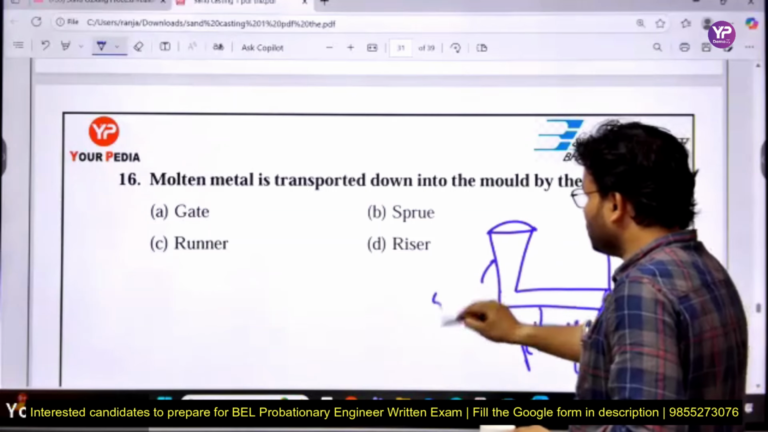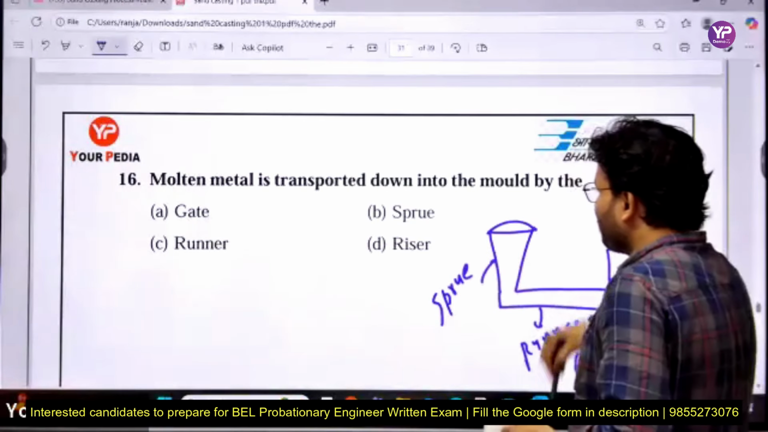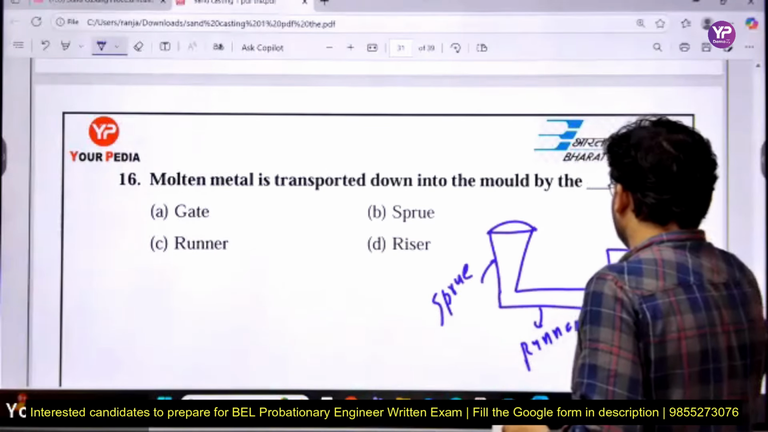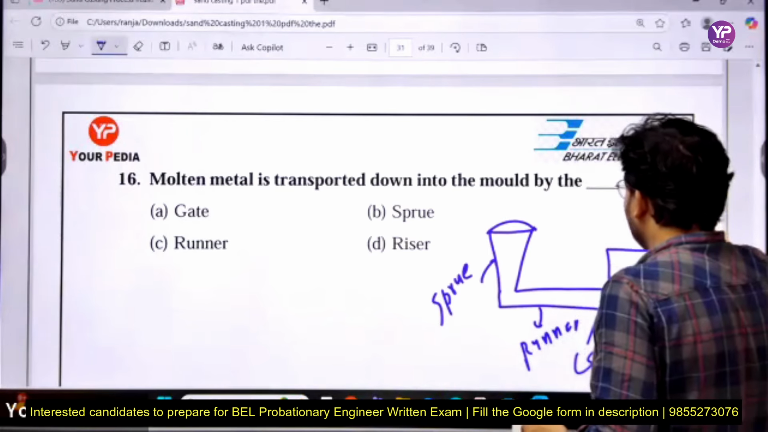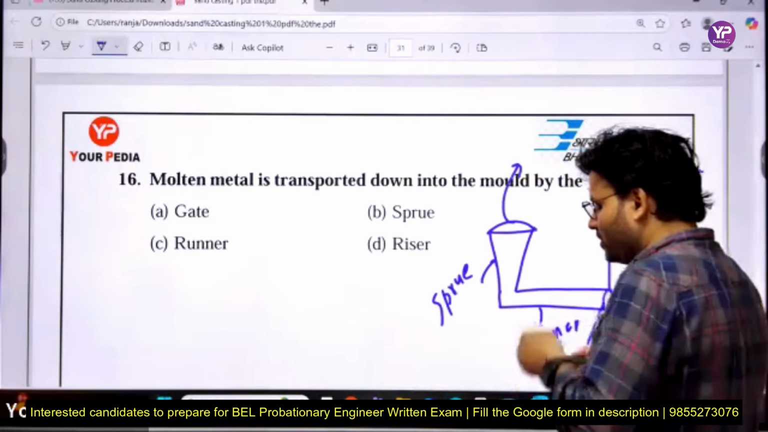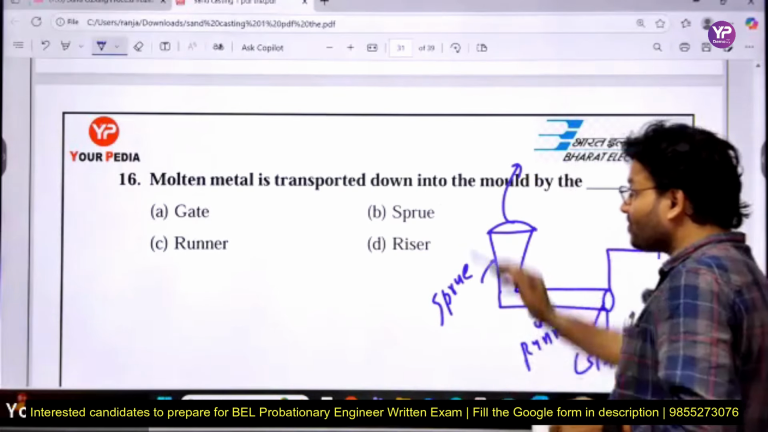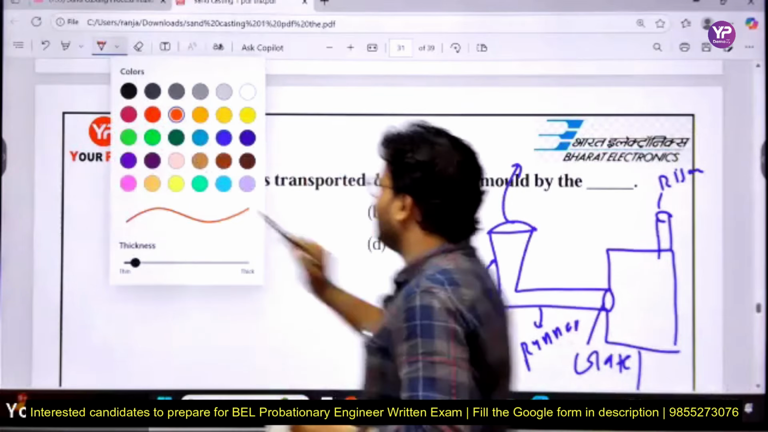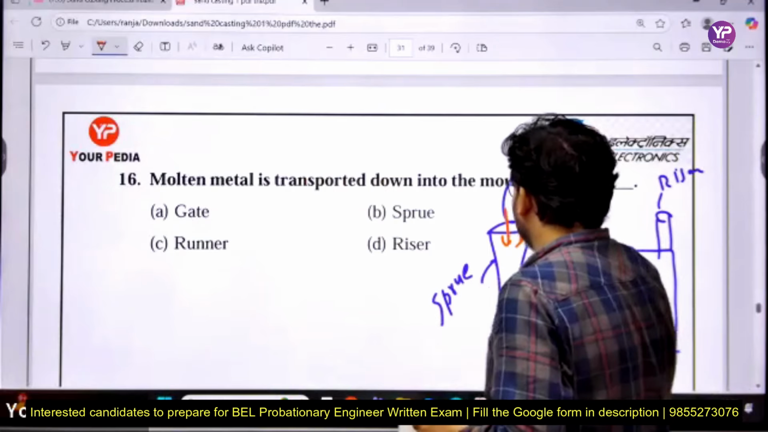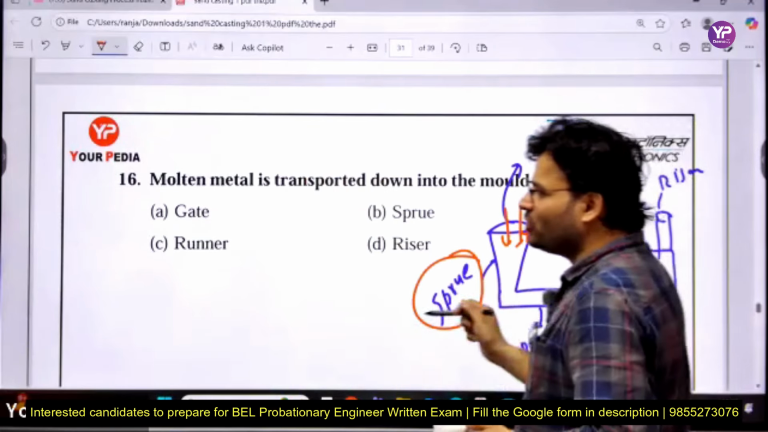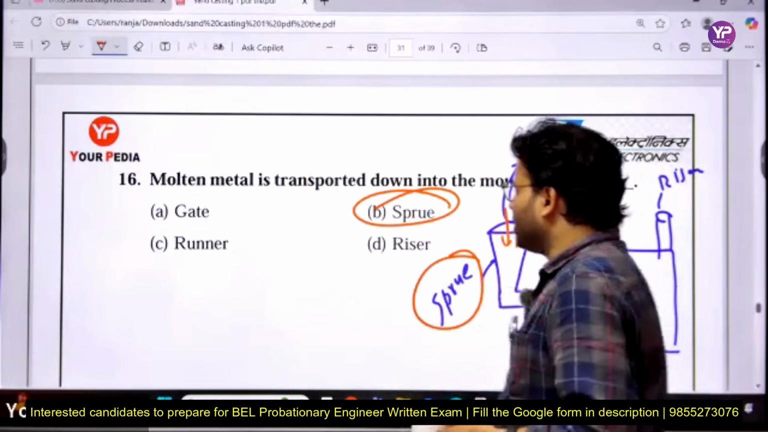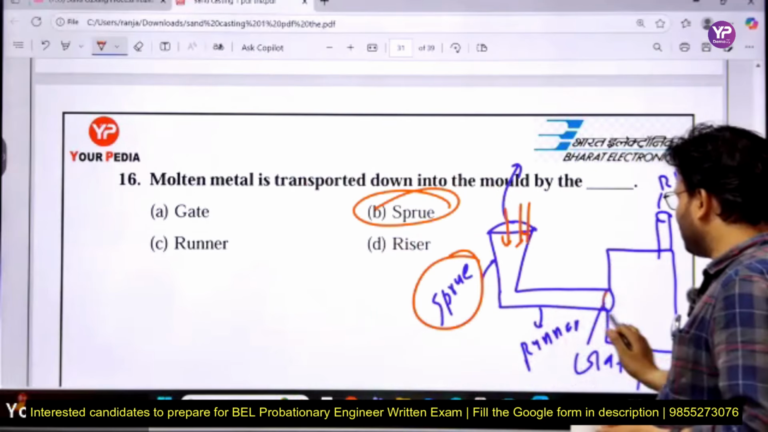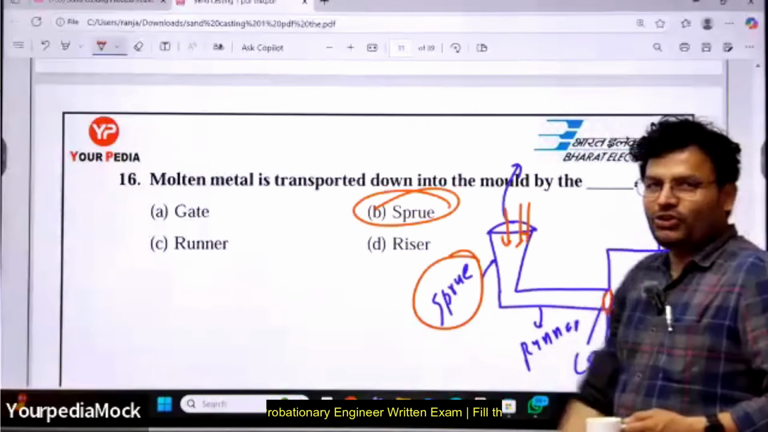This is your sprue. This is the gate and runner. Here it is your riser. This is called the sprue basin, the pouring basin. Molten metal is transported down. Here, if you pour, everyone has given the right answer. If you pour, it comes down from the sprue. So B, yes, the runner is a horizontal passage. Riser is that one. Gate is where the metal enters the cavity, so it is called the gate. Okay.